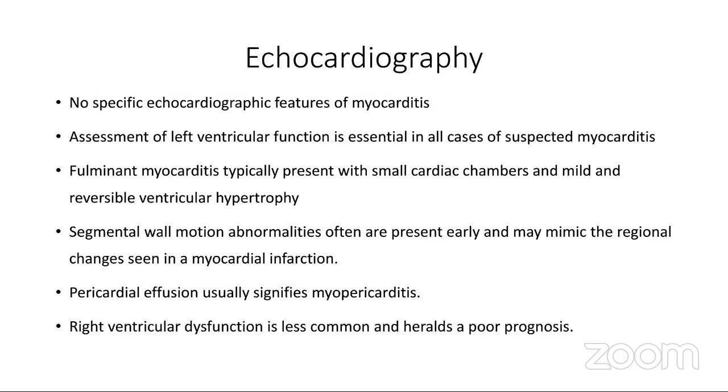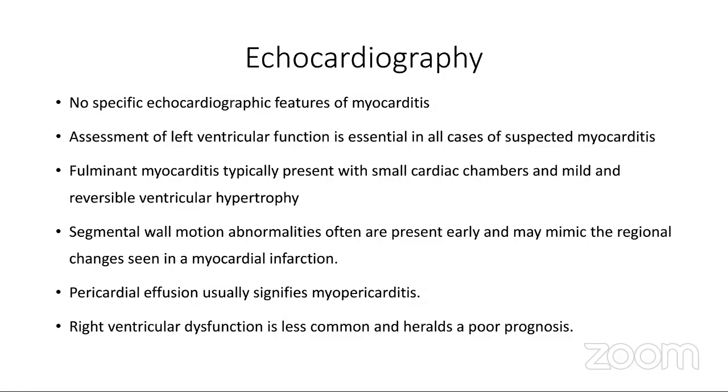Fulminant myocarditis, we will come to this later in the presentation, is an acute onset, severe form of myocarditis. There is no time for the cardiac chamber to dilate, but there is edema of the myocardial wall leading to thickening of the ventricle. Wall motion abnormalities are often present. Usually they do not follow a vascular territory, although it may rarely be seen.